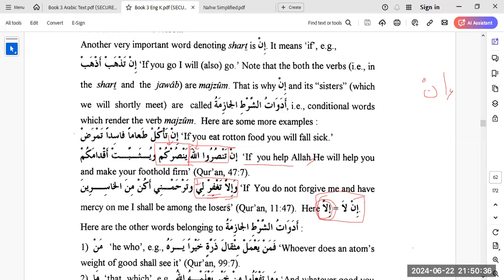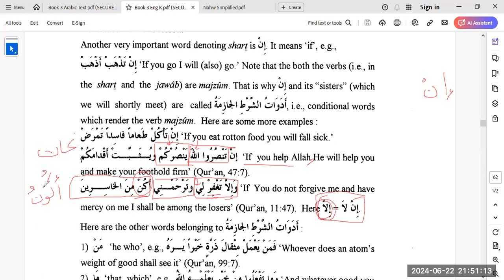Wa in la tagfirli, and this is with it. Wa tarhamni, and if you do not have mercy on me. Then this is our shart here. Akun min al khasirin. Kana yakunu. So yakunu, takunu, akunu. So it's actually akunu. So how do you make akunu majzoom? If you make it majzoom, what happens? It was like this, akunu.